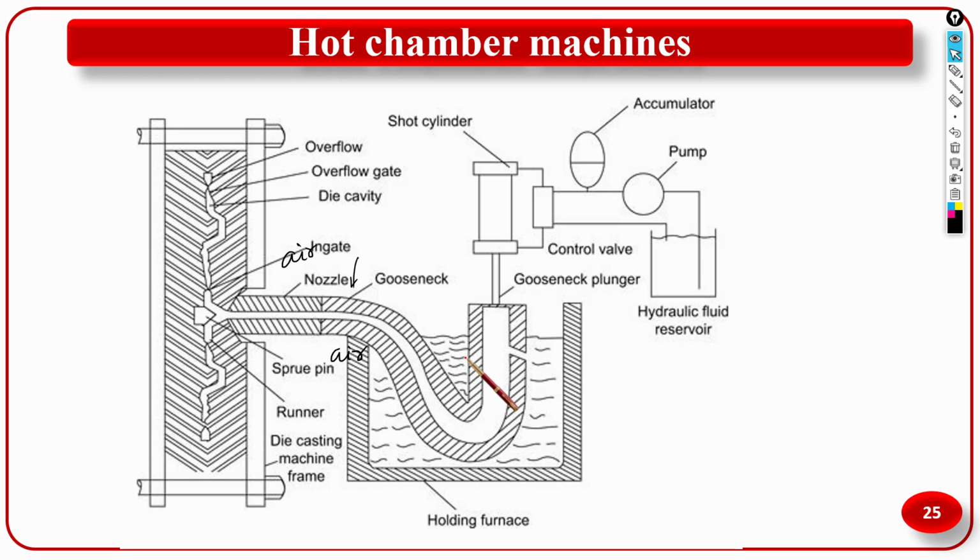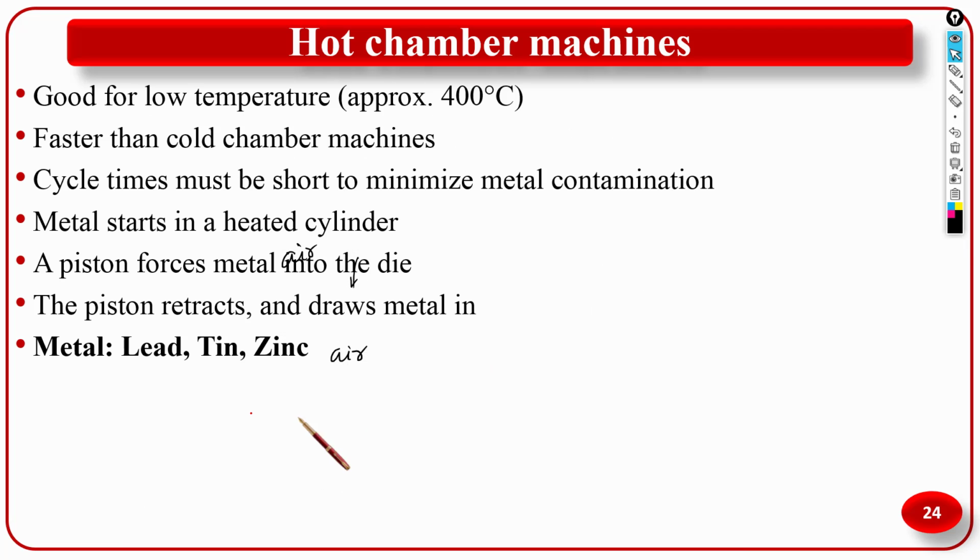Now one thing is very clear, that if the temperature of this molten metal is very high, then this metal is going to melt. The chamber is going to melt completely, or it may become softened, but we don't want that. So which metal will be casted by hot chamber die casting? The metal having low melting point. Only metals having low melting point can be casted by hot chamber die casting. Clear?